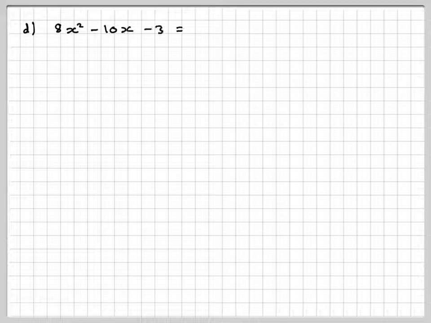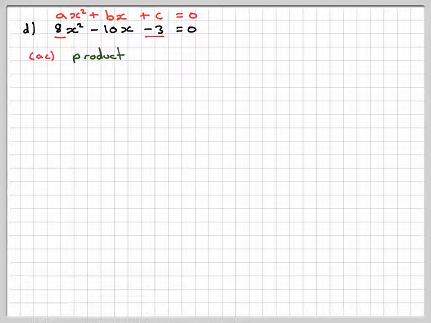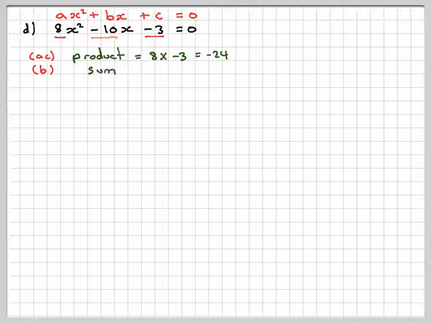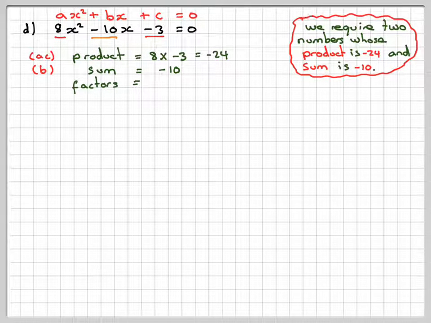Right, for the type 8x squared minus 10x minus 3 is equal to 0, it might be better to use the product sum factor method. So we've got ax squared plus bx plus c is equal to 0, so that's okay. So we'll do the product, which is going to be 8 times minus 3, which gives minus 24, and the sum will be minus 10. And again, we want two numbers whose product is minus 24 and the sum is minus 10.